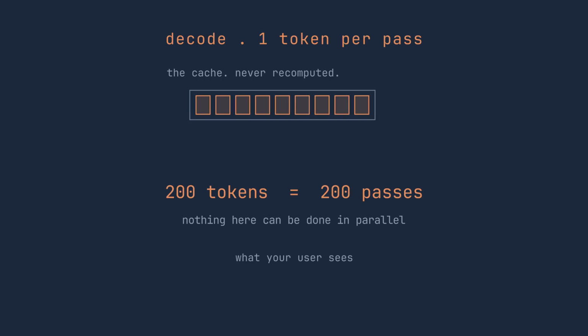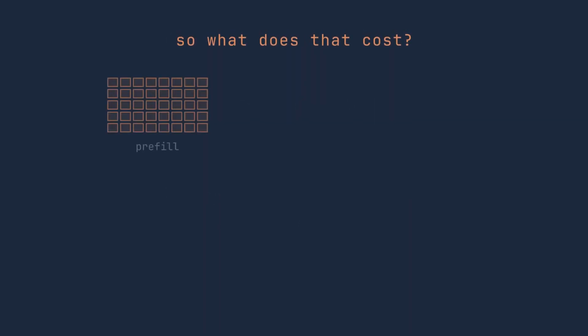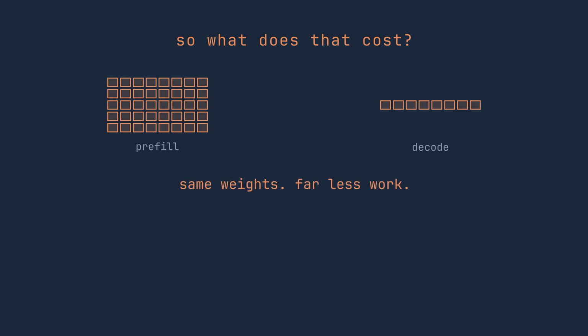And that single fact is what makes the second half of an answer feel slower than the first half was to read. What does that actually cost you? Instead of a matrix times a matrix, you now have a matrix times a single skinny vector. The same weights doing dramatically less useful work on every pass. And here's the problem. You still have to drag every single one of those weights out of memory in order to do that much smaller amount of work with them.